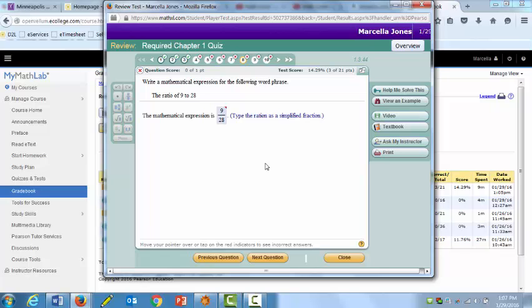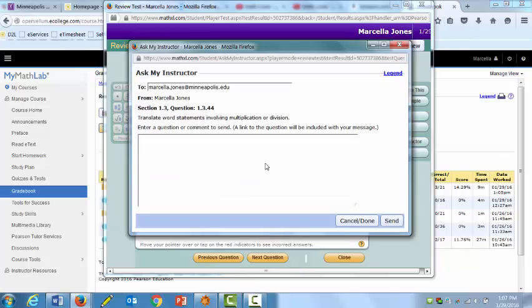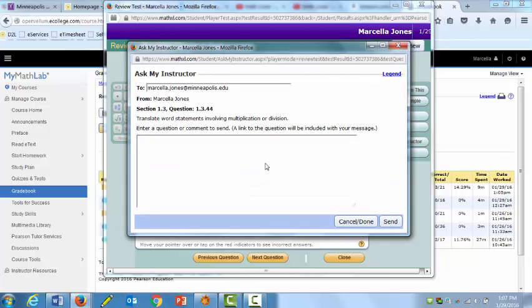Notice that it put the correct answer in. It tells me that I didn't answer anything. So I recommend once you take a quiz, if you're not satisfied with that score, review the quiz, study what you got wrong before you take the quiz again. Use the help tools. My encouragement is that first you use view an example. Then try help me solve this. Then if both of those fail, then click ask my instructor. And what that does is it sends the problem to me. You can type a note here.